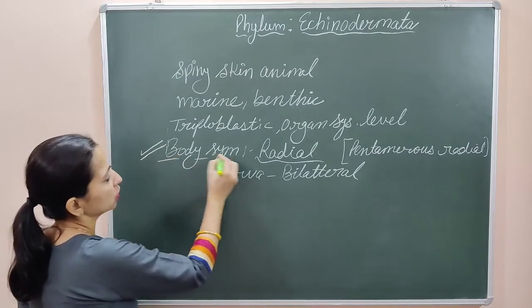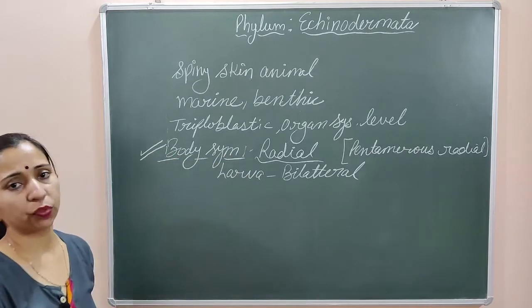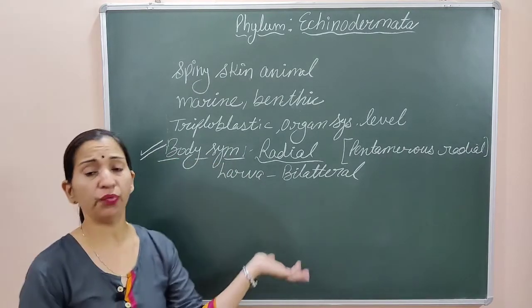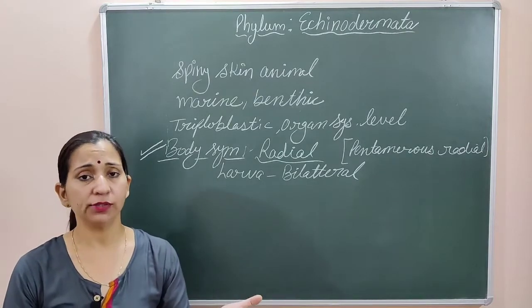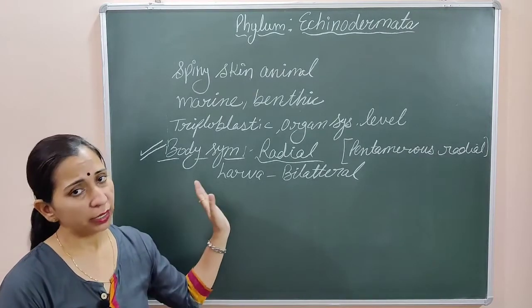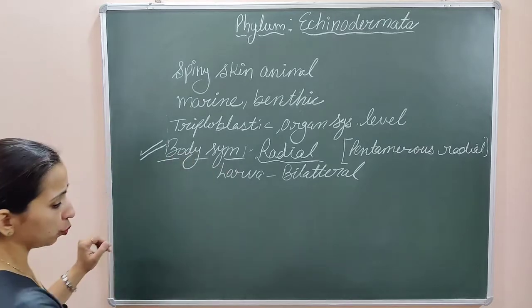Many times this question is asked: in which phylum do the adults show radial symmetry whereas the larvae show bilateral symmetry? So the answer would be echinoderms. So it is a very important point.